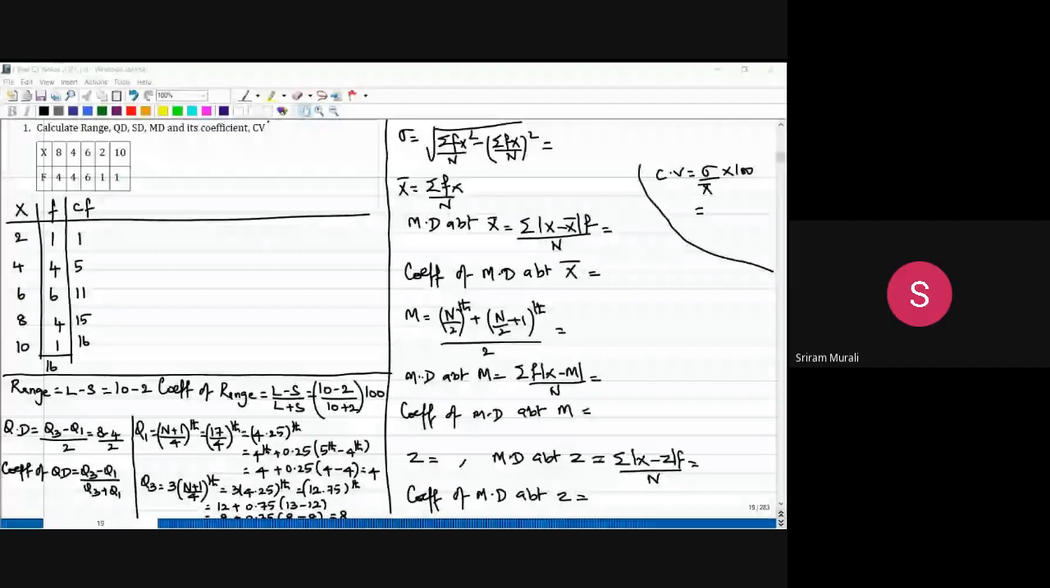And if frequency is given, we have to go with CF. Otherwise, directly the number of observations we can find.